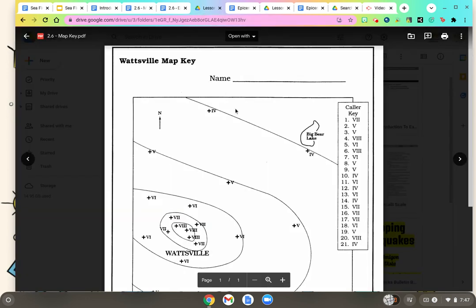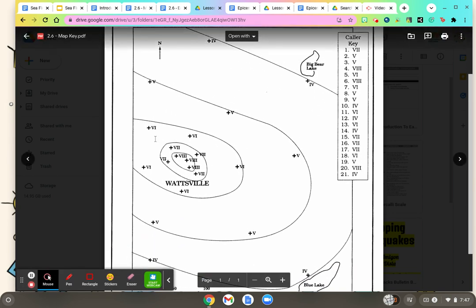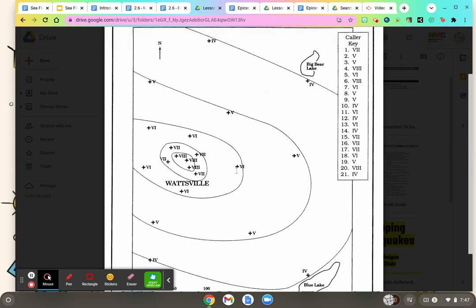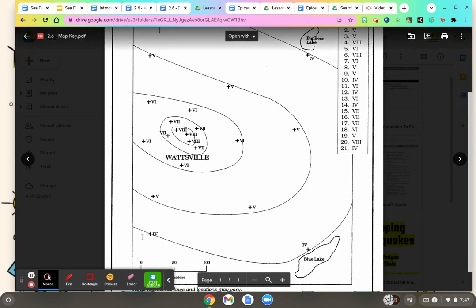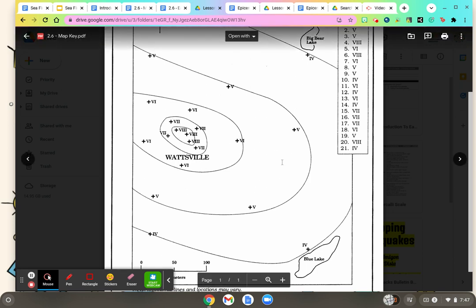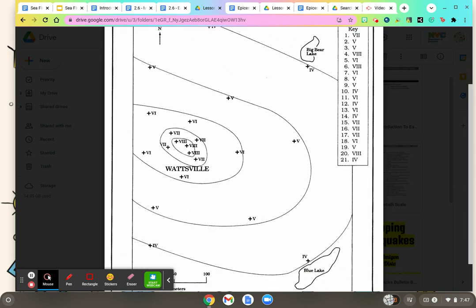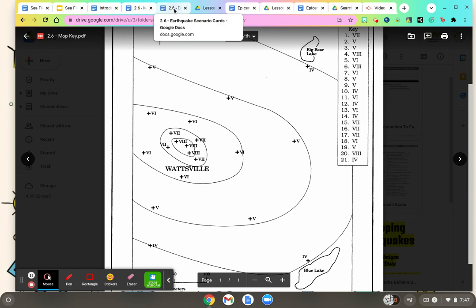By the end, your map is going to look something like this. The different callers are labeled, and then you're going to connect all of the callers with the same intensity of earthquake. These are called isolines. After you're done, you can use this image to check if you labeled the callers correctly. So if your map doesn't look like this by the end, you might want to go back and double check what you did.